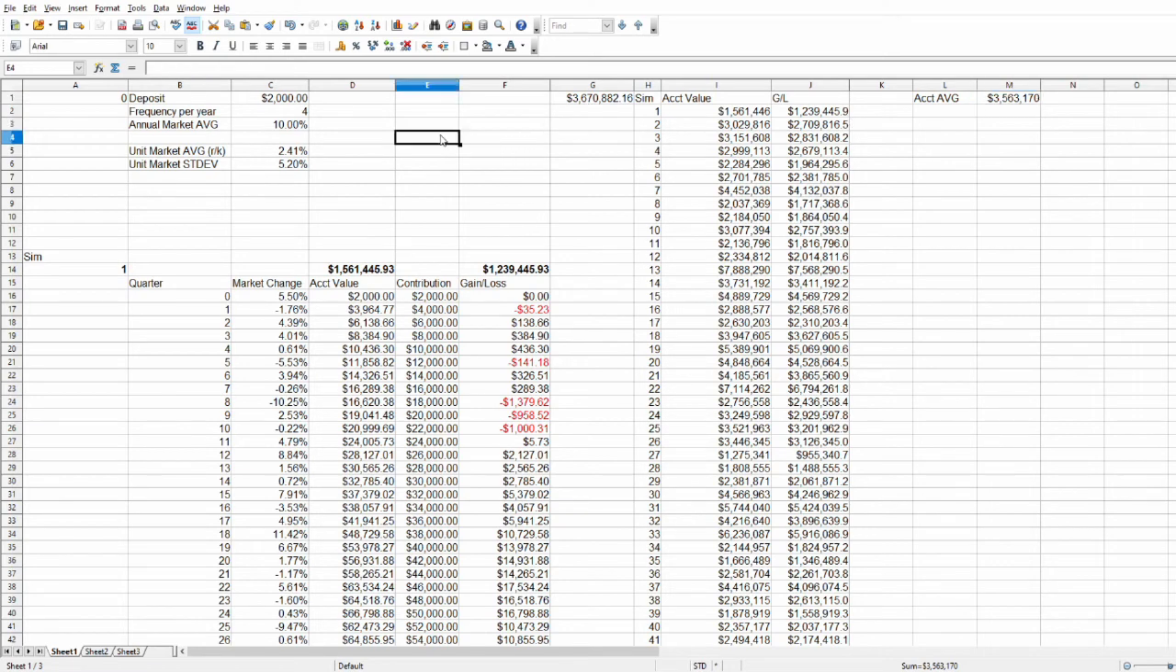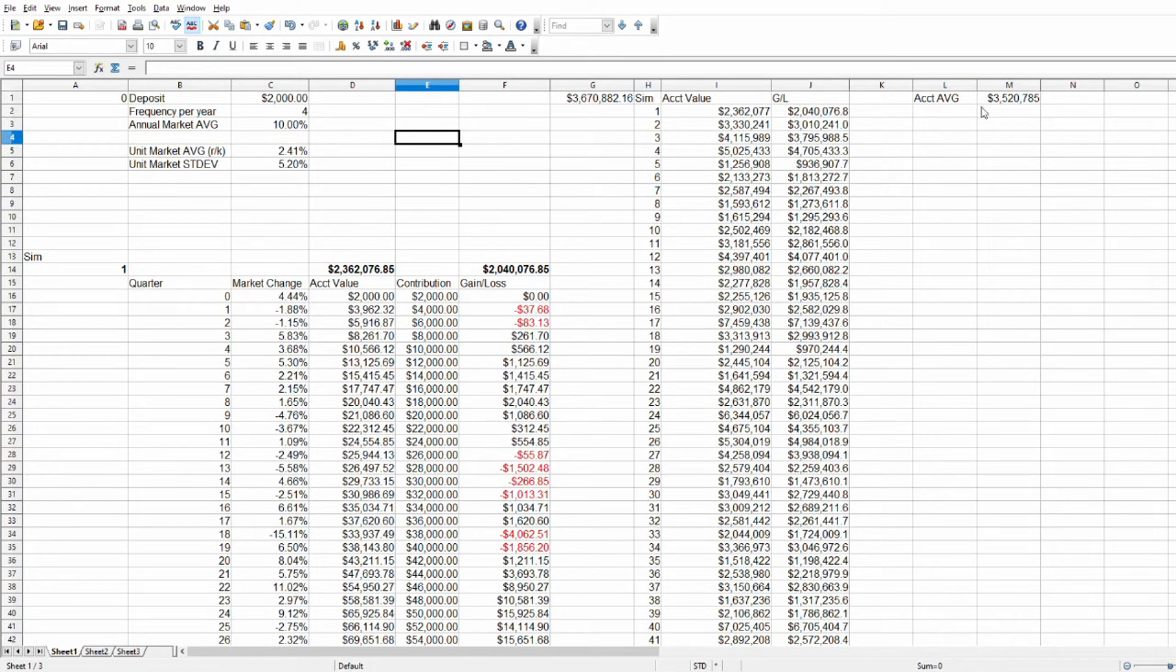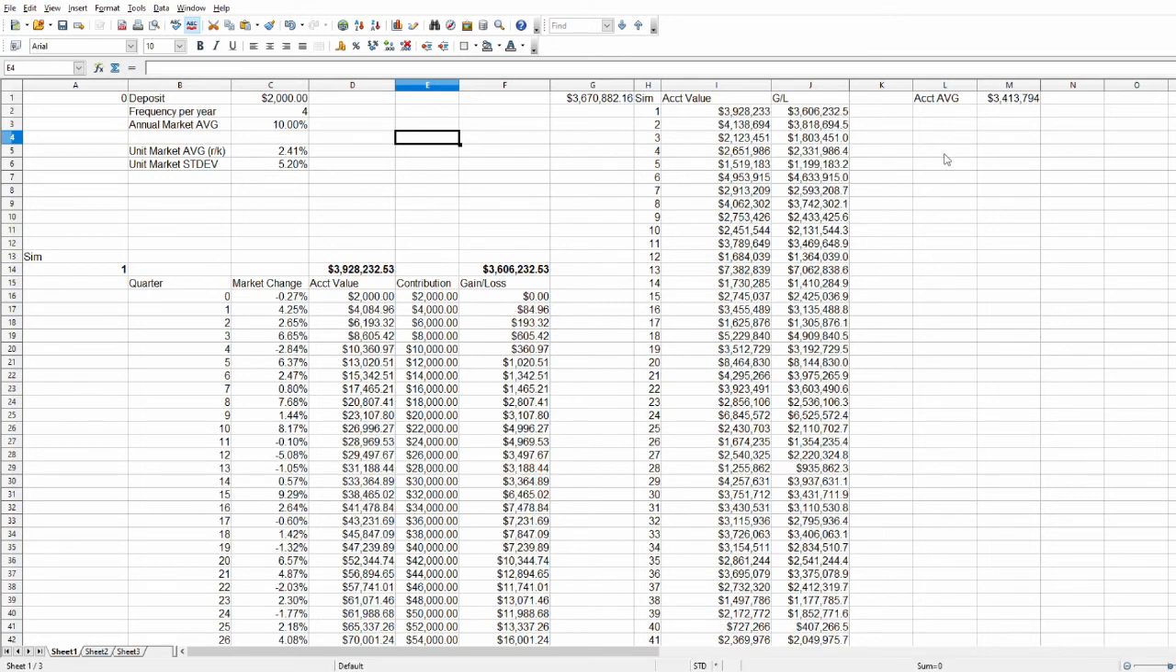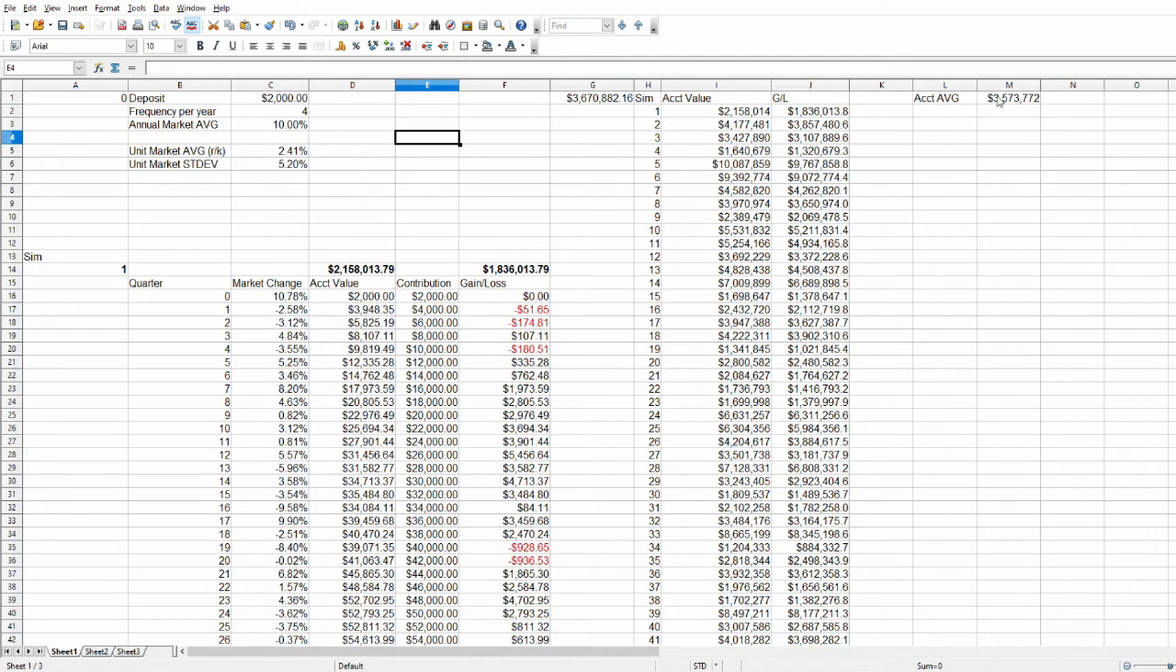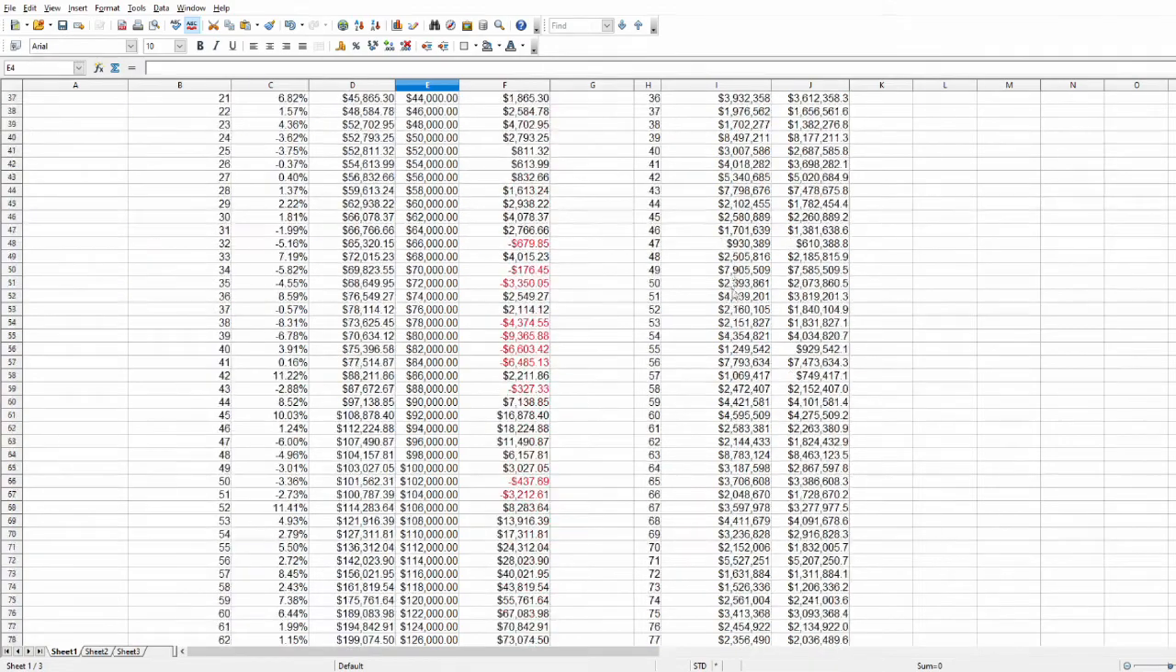3.7. Click on an empty cell, hit F9. It's going to think about it for a bit. And this number didn't change much. 3.52 million. Hit F9. Hey, that number didn't change much. 3.4 million now. Hit F9 again. Hey, that number didn't change much again. So yes, there is a lot of variability in column I.